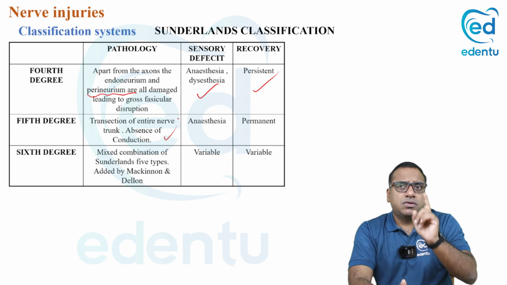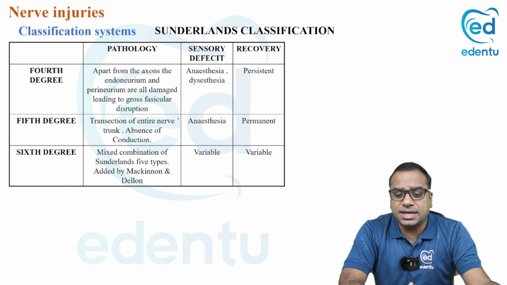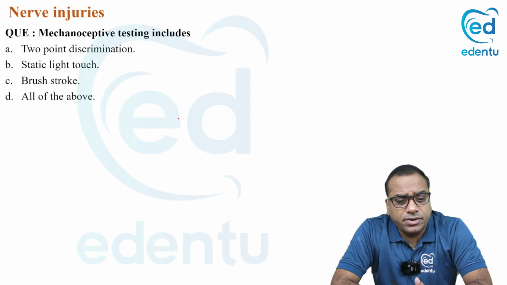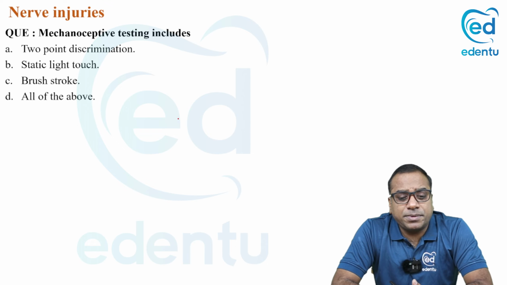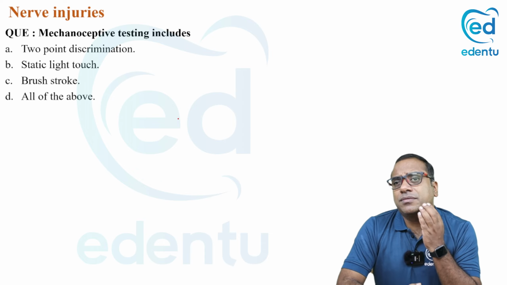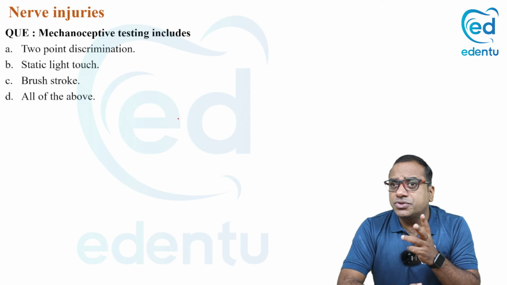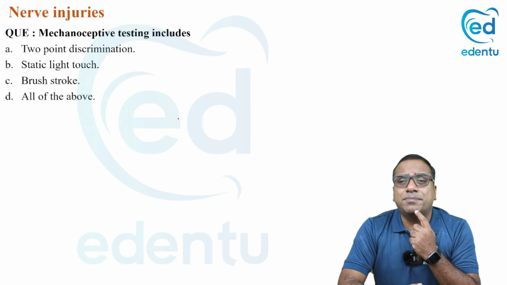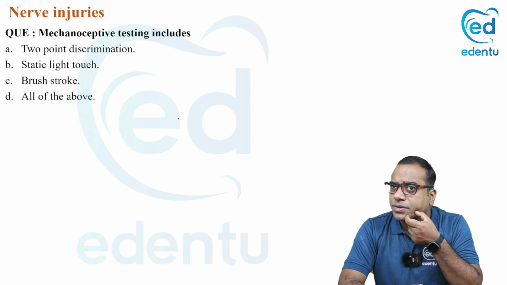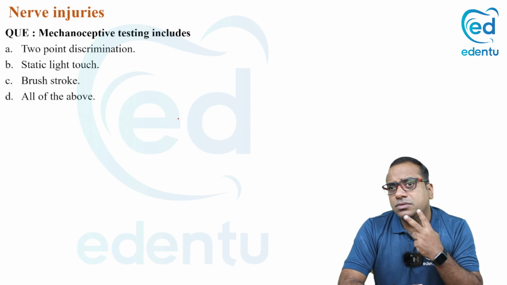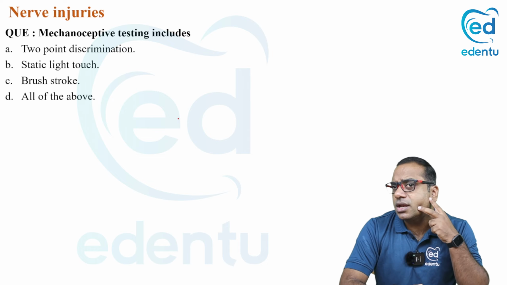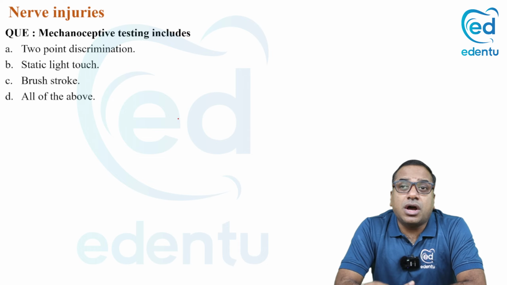You should know what is Seddon's and what is Sunderland's classification. Now let us do some MCQs. Mechanoceptive testing includes. For example, a patient comes and tells me I have paresthesia. First you should try to know which area the paresthesia is. You have to take two points, point A and point B. You can take a compass and put it from here to here or here to here. The patient has to tell. So how will you test that?